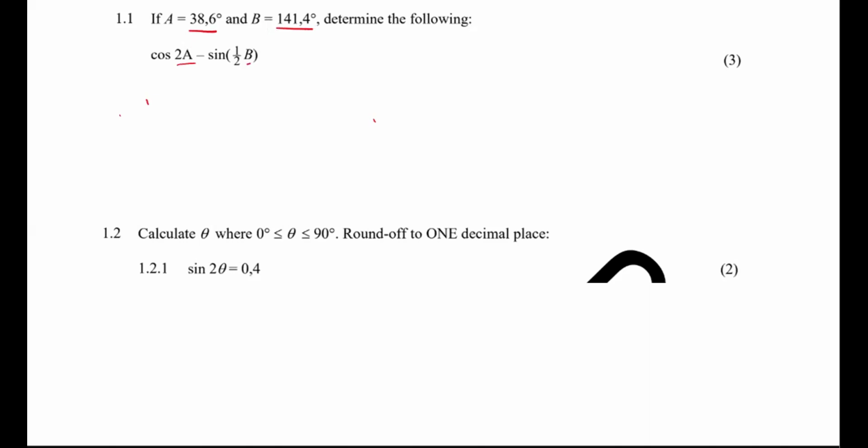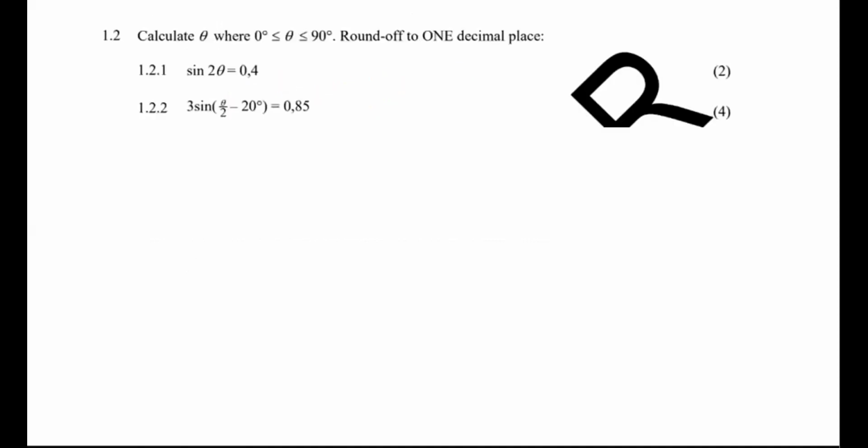So this is straight substitution. Cos 2 times what is A? 38.6 degrees. Then minus sine, what is the half? 121.4 degrees. This is just simply put into the calculator and then you get the answer. I saw your answer, it's correct.